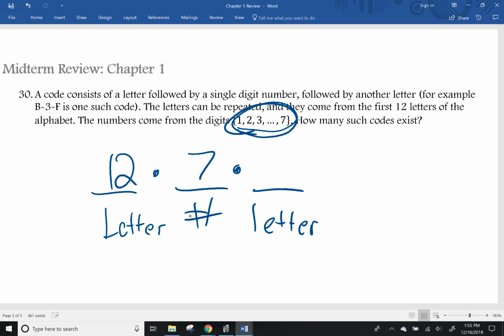And then I choose another letter. Since I can repeat my letters, and there's 12 of them in total, that means there's 12 options again there. So 12 times 7 times 12 gets me the total number of options for my code. Whatever 12 times 7 times 12 is would be my answer.